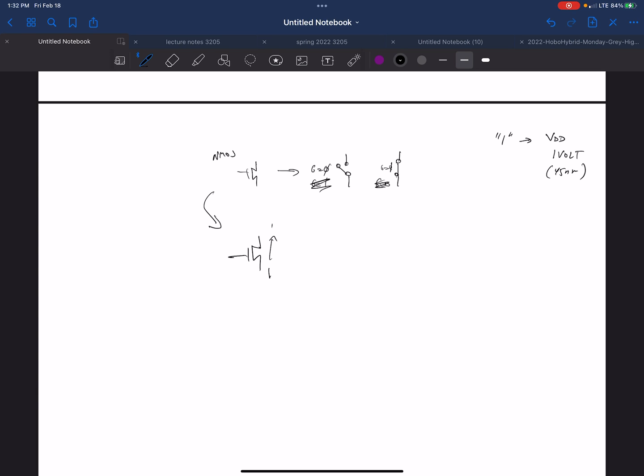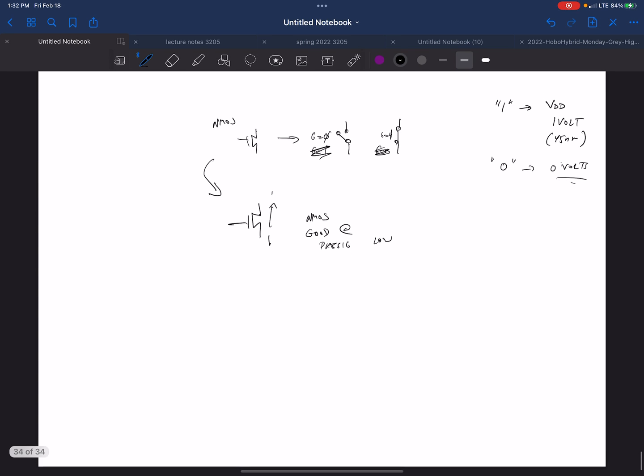An NMOSFET is good at passing low values. If 0 is 0 volts, thankfully that's easy to remember. NMOS will pass 0 volts all day, from source to drain, but it's not good at passing a 1, and we'll see why that's the case. And a PMOS is good at passing a 1, but not good at passing a 0. So this is the next degree of abstraction.